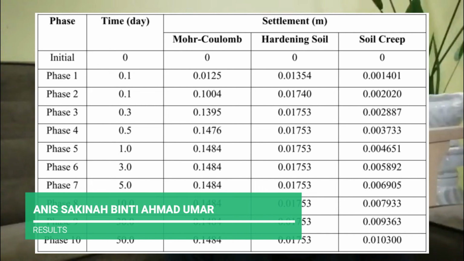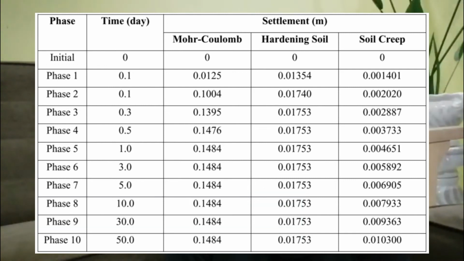The table shows the comparison between the three constitutive models. All three models have zero settlement at the initial phase. This is because there is no settlement at the early stage of the consolidation. After the initial phase, the Mohr-Coulomb model showed the settlement increasing to 0.1484 meter at phase 5. Then the settlement remained constant until the final phase. Meanwhile, the hardening soil model increased to 0.01753 at phase 3 and remained constant. Soft soil creep also showed settlement from the initial phase to the 10th phase, but the settlement is very small.